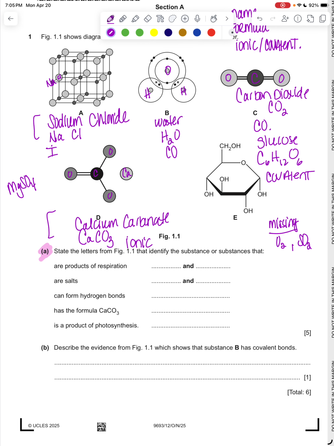All right, state the letters from 1.1. Identify the substance or substances that are products of respiration. We needed to go into this with the photosynthesis formula and obviously the respiration formula. But if you know one, then you can figure out the other. And I'm going to do the photosynthesis formula. So we have some light energy and CO2, water. Here's our light. And it's going to yield oxygen, C6H12O6.